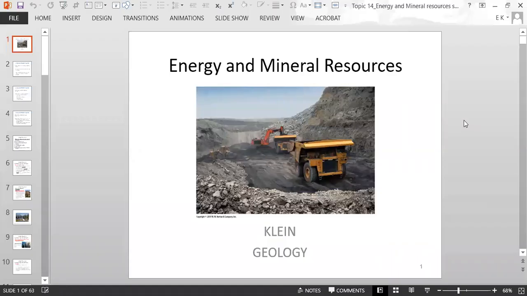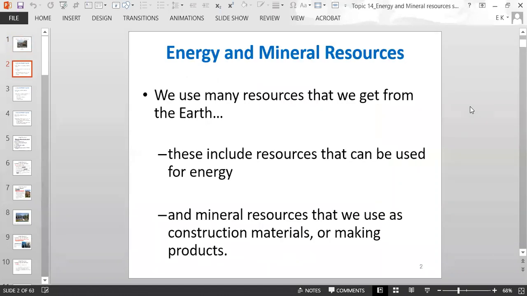Today's lecture is on energy and mineral resources. So we use many resources that we get from the earth. These include resources that can be used for energy and also mineral resources that we use in construction or making products.